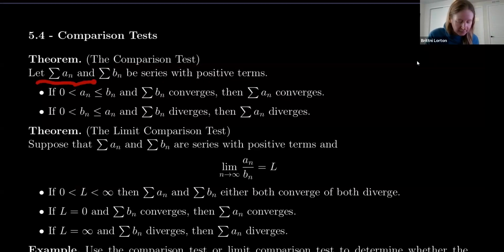Let the sum of a sub n and the sum of b sub n be infinite series with positive terms. This will be different when things have negative terms or alternating terms, which we'll do in the next video.